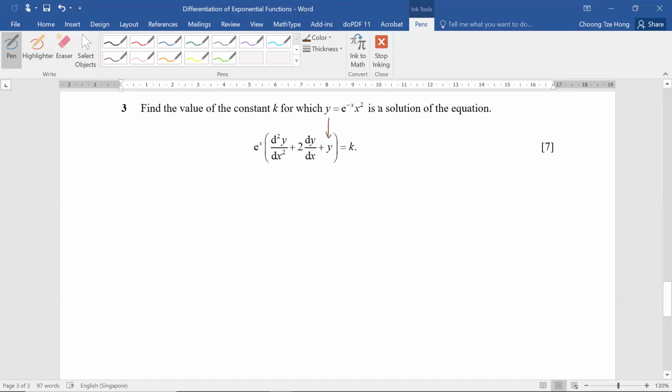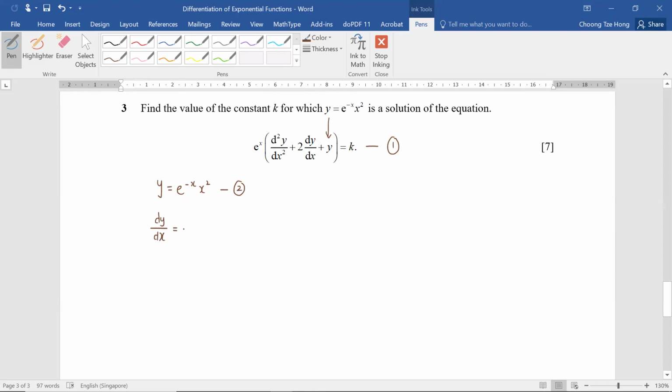I'm going to call this equation 1 over here, and then I'm going to start differentiating. The equation given to us is y equals e to the power of negative x times x squared. I'm going to call this equation 2, so later equation 2 is going to sub into equation 1. Now we're going to find dy over dx. We're going to use the product rule because over here we have two terms multiplied to each other, and both terms are functions of x.